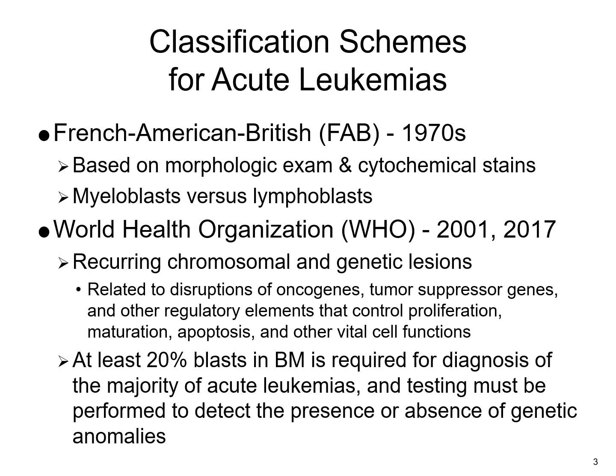The WHO classification scheme is going to be based off of the chromosomal and genetic lesions. And this is related to disruptions of the oncogenes, tumor suppressor genes, and other regulatory elements that control the proliferation, maturation, apoptosis, and other cell functions. Now, WHO also classifies that at least a 20% blast within the bone marrow is required in order for a diagnosis to be made. And this is for a majority of the acute leukemias, in which it needs to be at least a 25% bone marrow blast ratio. And testing must be performed in order to detect the presence or the absence of some sort of genetic anomaly.